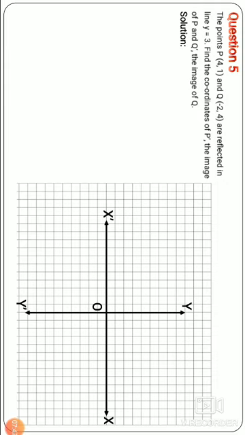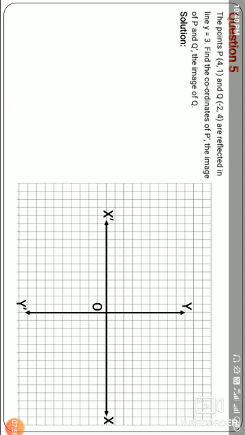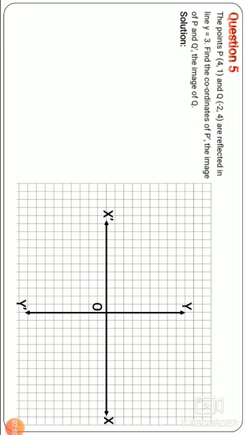Now let us have a look at this question. The points P (4, 1) and Q (-2, 4) are reflected in the line y equals 3. So let us first see what the line y equals 3 is. y equals 3 is a line parallel to the x-axis. Again, all these things have been mentioned in your class 9 coordinate geometry. Now you need to find the coordinates of P dash. And what is P dash? P dash is the image of P, and Q dash is the image of Q.